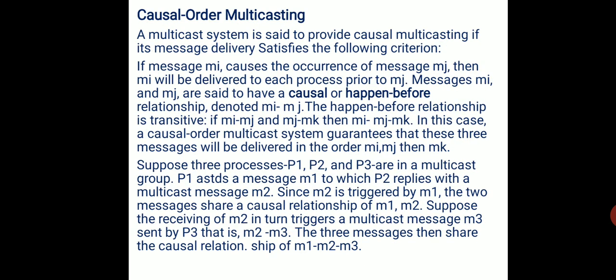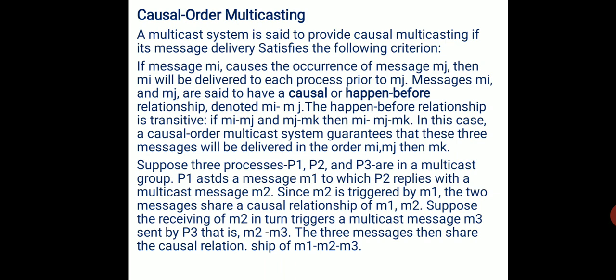The next type of reliable multicasting is causal order multicasting. A multicast system is said to provide causal multicasting if its message delivery satisfies the following criterion: if message Mi causes the occurrence of message Mj, then Mi will be delivered to each process prior to Mj. That means Mj is a reply to Mi.